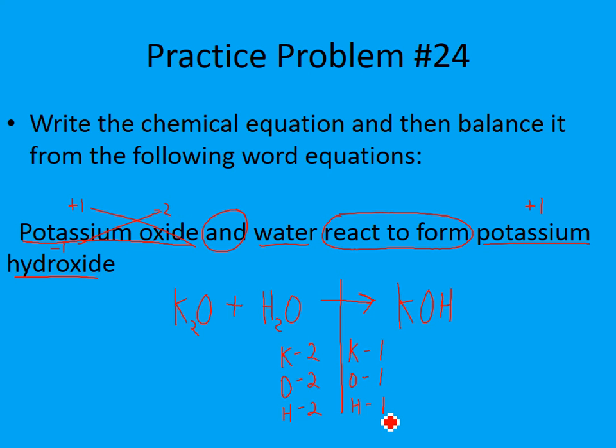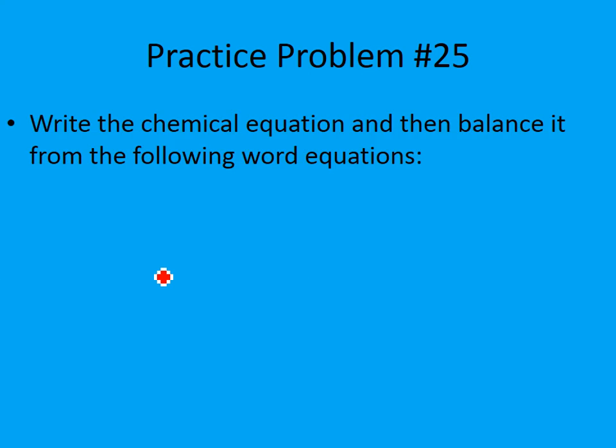What do I do? Put a 2 right here, and that gives me how many potassiums? 2. Oxygens? 2. And hydrogens? 2. Yeah, it's nice when it works out like that, isn't it? Can I reduce a 1, 1, and 2? No. Okay, so there's my answer. Good job. Okay, practice problem number 25. I think this is the last one for word equations, so we'll take a break after this.